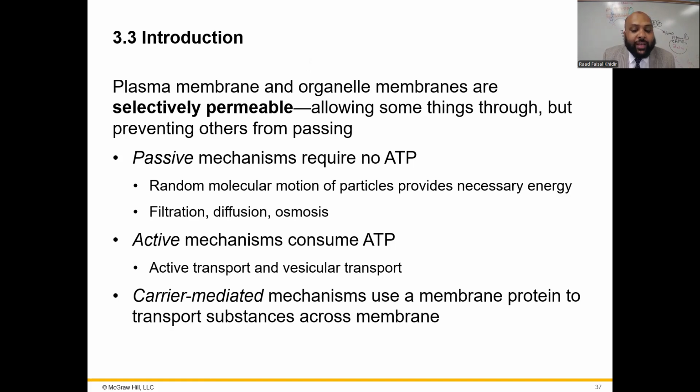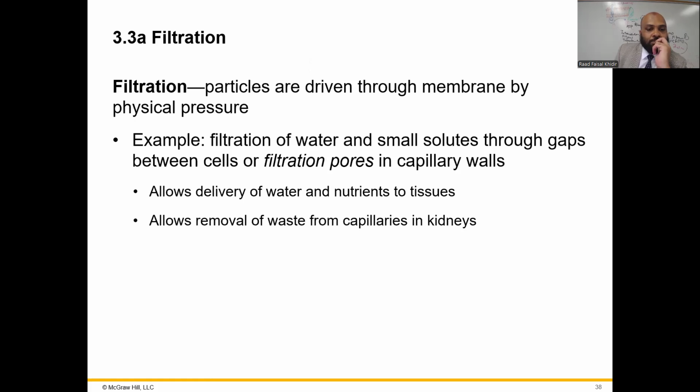So the carrier-mediated mechanisms use a membrane protein to transport the substances across the membrane. Okay? Filtration. So particles are driven through the membrane by physical pressure. So what is filtration? Filtration is when you move due to physical pressure.